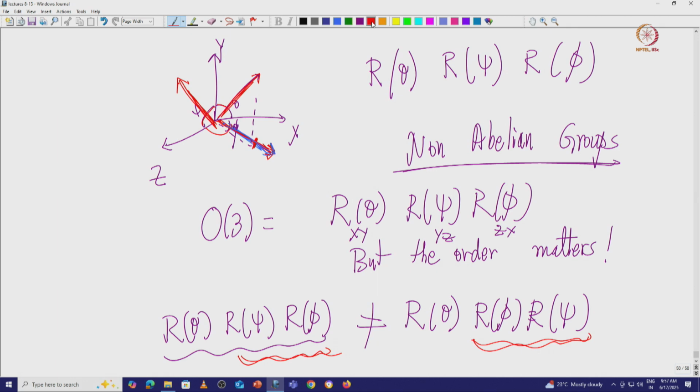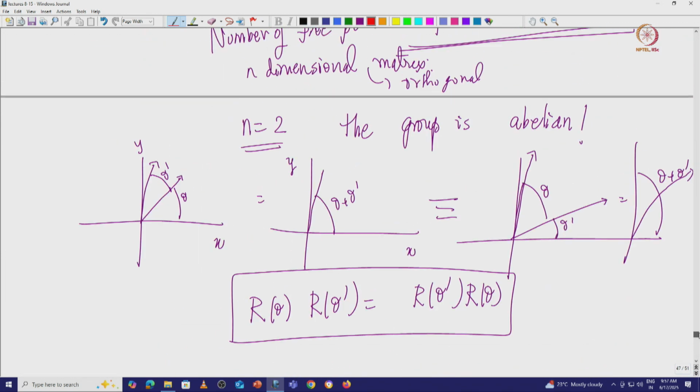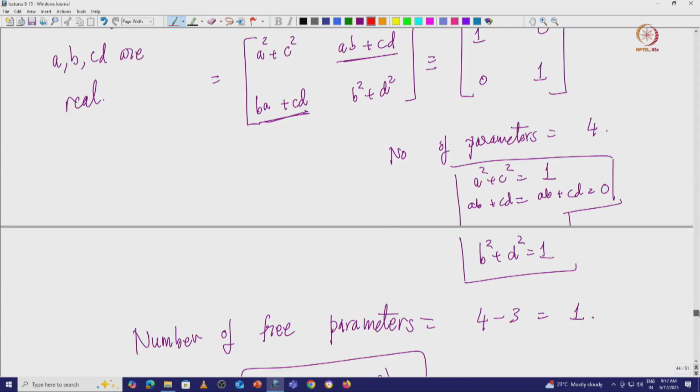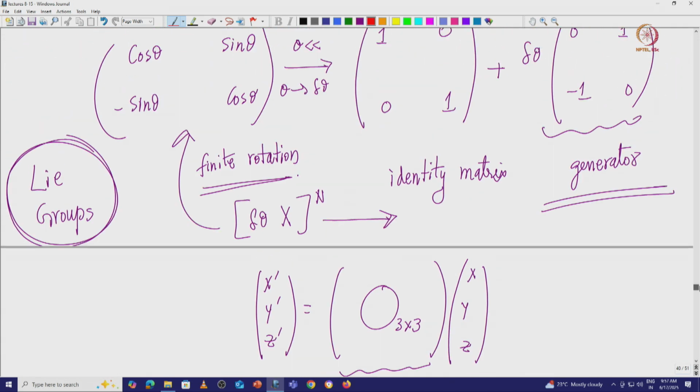That is the reason why these orthogonal groups, the moment you go to more than 2 dimensions, become complicated. For 2 dimensions you only have one angle, for 3 dimensions you have 3 angles, and these become known as non-abelian groups. In general, orthogonal groups and their complex counterpart, called unitary groups, form something called the Lie groups, which I have introduced.